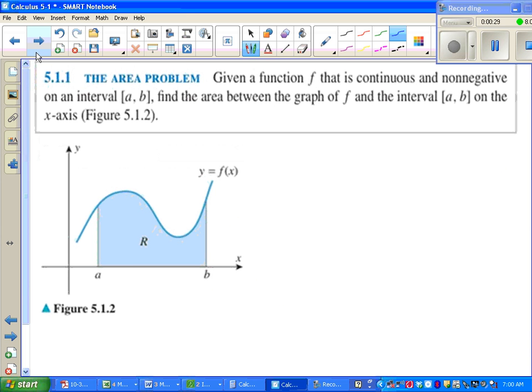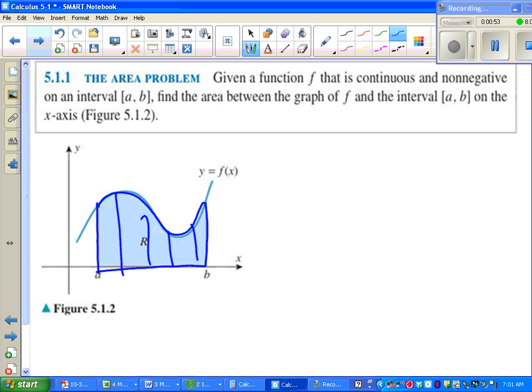So first, the area problem is defined as, given some function and an interval, the area between the graph of f and the interval a to b is determined by going straight up from a and b, the x-axis, and the curve.